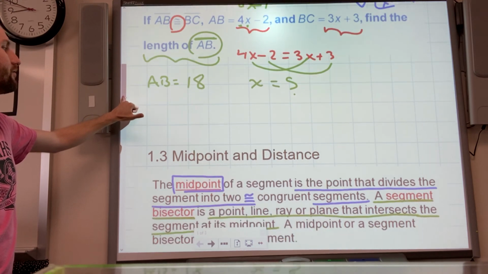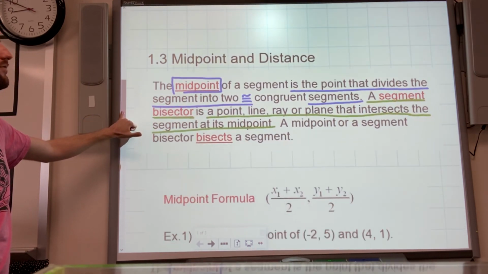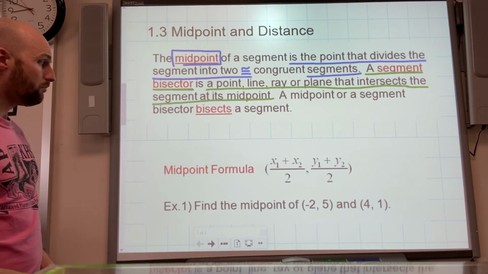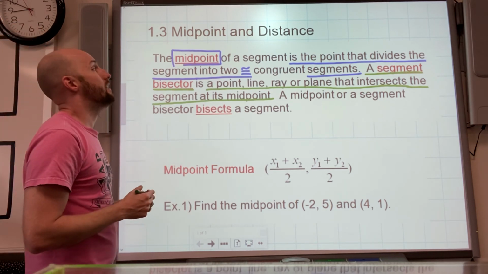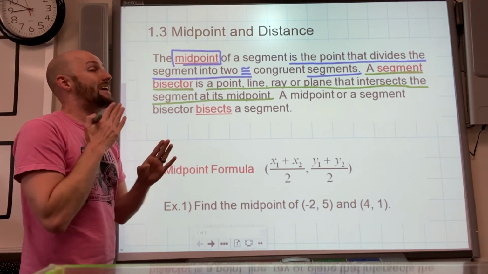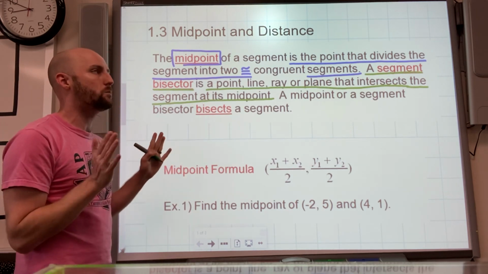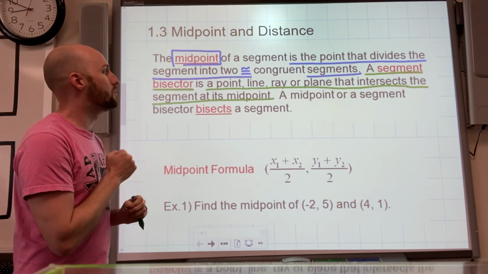Okay, so most of that's just a refresh from yesterday, just to continue to see more problems. 1.3 midpoint and distance. Midpoint is the point that basically is exactly in the middle. So not like kind of is somewhere in between, it is the middle point.